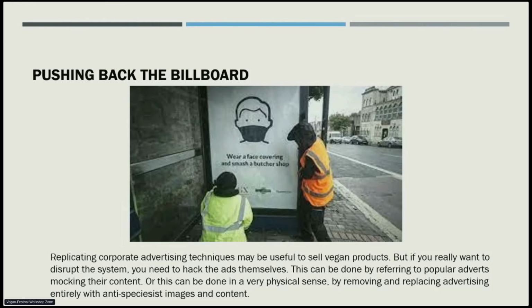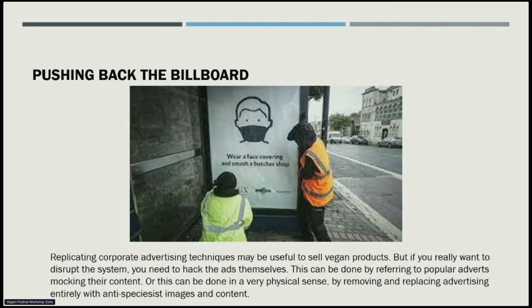Or you can actually do it physically and in real life. So what we have here are two people in high vis. Trust me, you can get away with anything in public if you're wearing high vis. Again, that is just my view, and I'm not speaking for the festival. And they actually open up the advertising space on bus stops. This is Smash Speciesism. And they've replaced the advertising with a poster of their own that says, "Wear a face covering and smash up a butcher's shop." This was at the start of the pandemic.